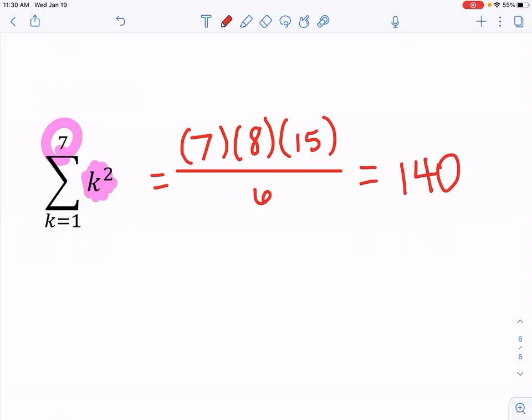Well, 6 is 2 times 3, right? So 8 divided by 2 is 4. 15 divided by 3 is 5. Am I blowing your mind right now? I just canceled out factors of numbers. Okay, let's go through this. This is 2 times 3, and this is 4 times 2. So the 2's cancel. This is 5 times 3, and the 3's cancel. So we have 7 times 4 times 5.